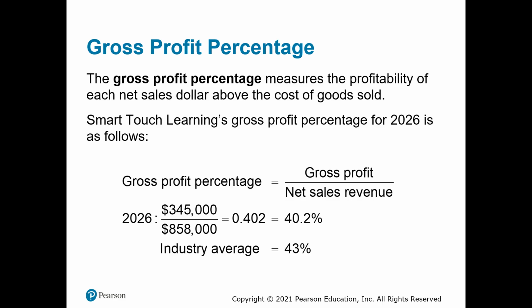The industry average is 43%. So we're close, but we're still not as good. So not only are we taking longer to sell inventory that we have than our competitors, but when we do sell it, we're not making as much profit off it as our competitors.